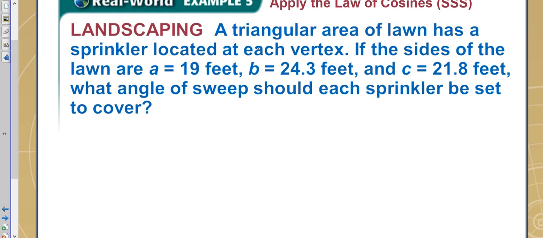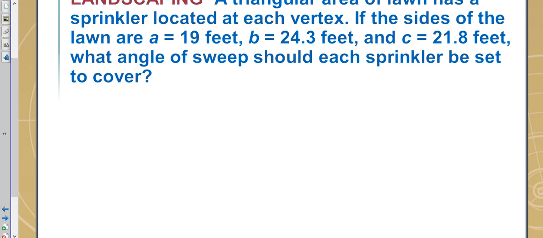Okay, so this one is that second example. It says, a triangular area of lawn has a sprinkler located at each vertex. If the sides of the lawn are 19 feet, 24.3 feet, and 21.8 feet, what angles of sweep should each sprinkler be set to cover? All right, so let's just draw this real quick. We have a yard that's triangular. We have something that's 24.3, something that's 21, so not quite as long, and something that is 19.